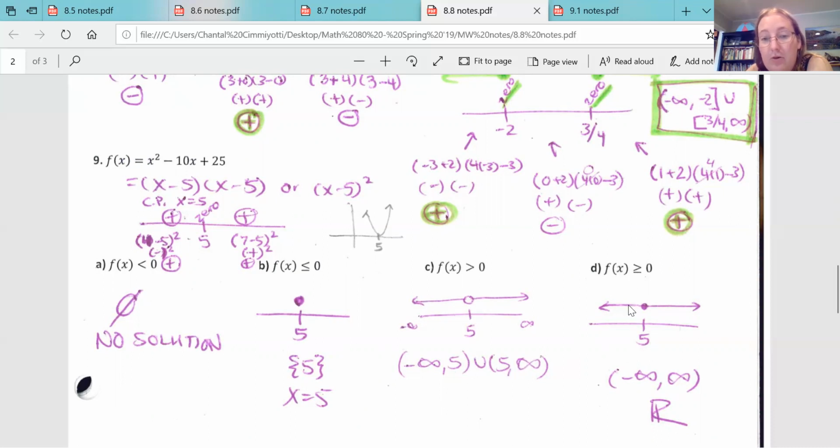Where is it greater than or equal to 5? Sorry, greater than or equal to 0? Well, it was equal to 0 here, greater than here, and here, so it ends up being everything. So that's one of those special cases again. No solution, infinitely many. Here there's just one thing. Here there's a gap.